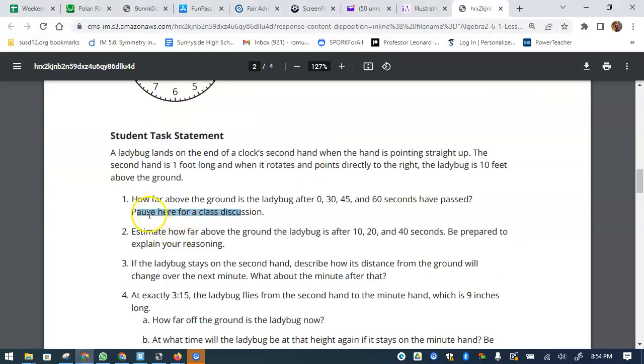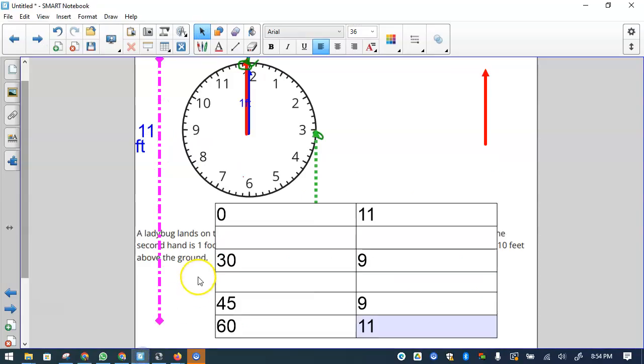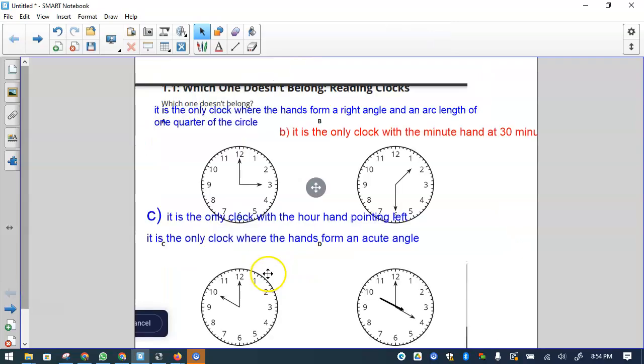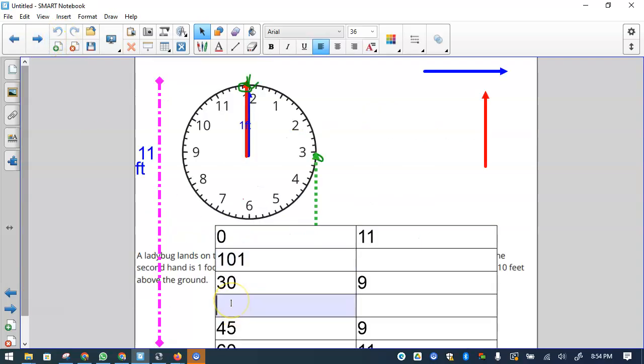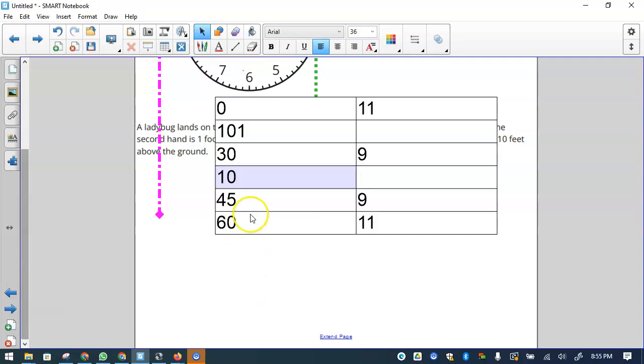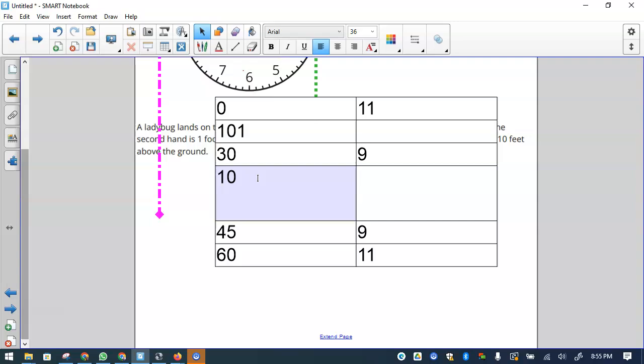So if you see that takes care. Then the second question asks how far above the ground is it after 10, 20, 40 seconds? So let's go back there. So 10 will be here. What about 10? What about 40? So let's write it down.